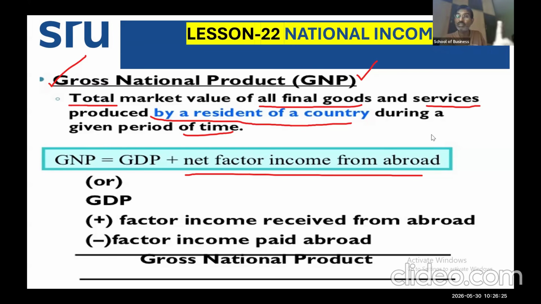And that income is added to GDP. So GDP plus means factor income received from abroad, and minus means factor income paid to abroad. Two things are there: if it is plus, it means income we are receiving from abroad, and if it is minus, it means income paid to abroad. So this is gross national product. Now, next one.